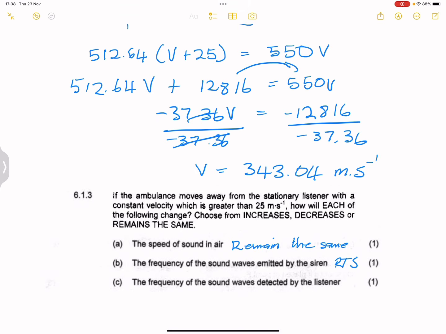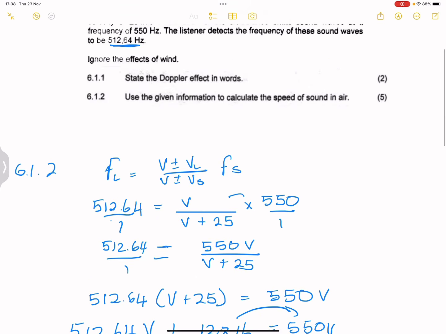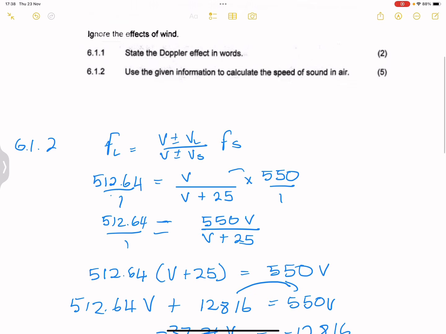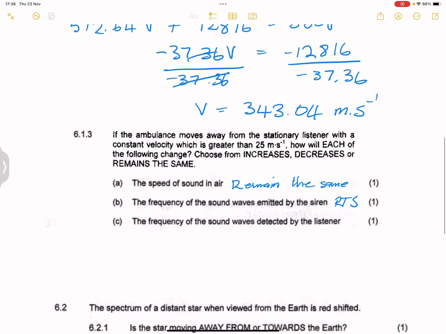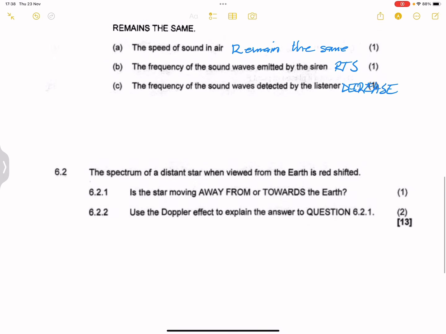Okay, so you can imagine it. If you go to this formula, it means that the denominator increases. So that means that your fraction gets smaller, and as a result, the detected frequency becomes smaller. So it would definitely decrease. Right, so that is how the cookie crumbles there.